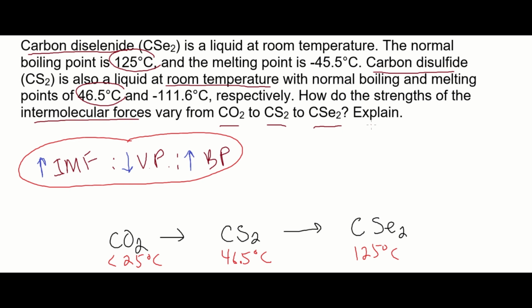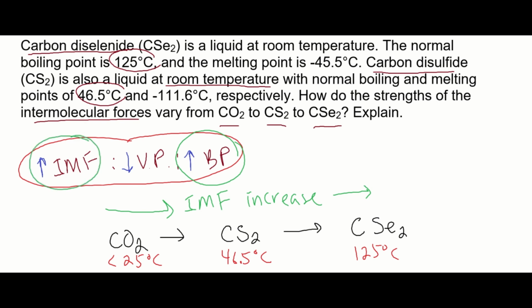In fact, you don't ever see carbon dioxide's boiling point at standard pressure. But we'll get to that when we talk about phase diagrams. All right, so there you have it. From carbon dioxide to carbon disulfide to carbon diselenide, intermolecular forces increase. Because as we said earlier, if a substance has a higher boiling point, it's because it has higher intermolecular forces. And that's what the question is asking us.